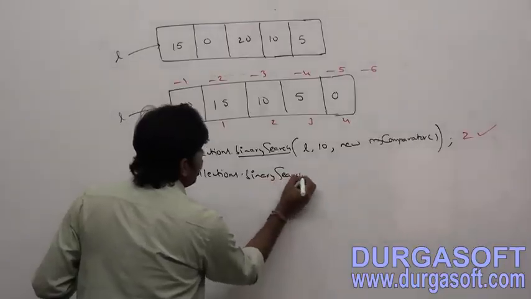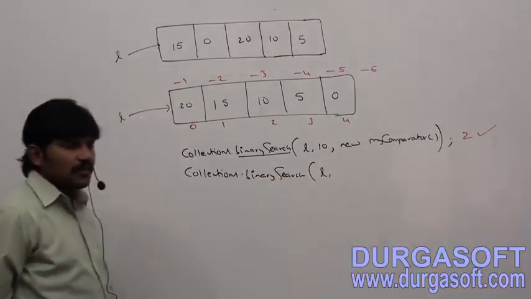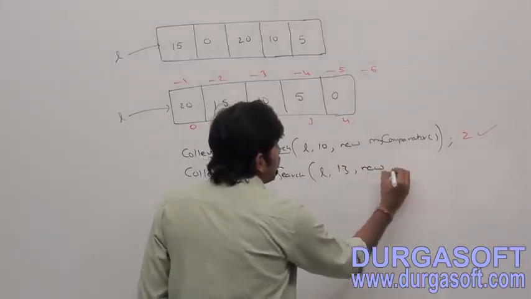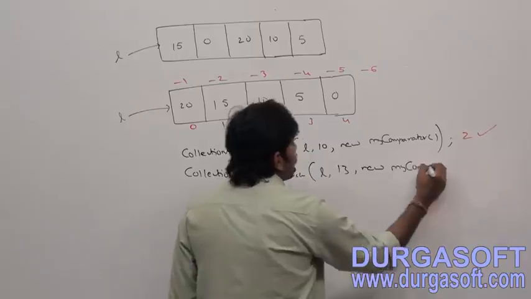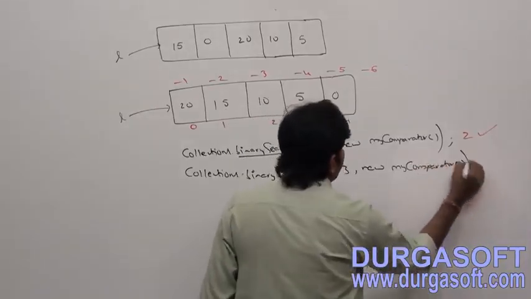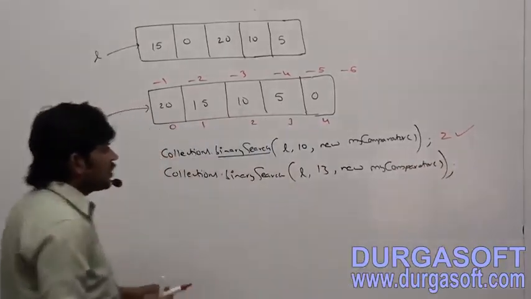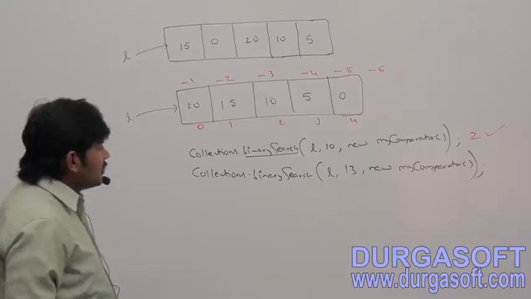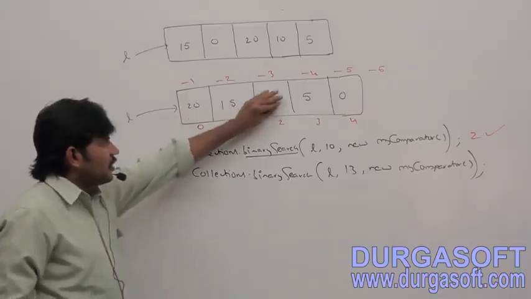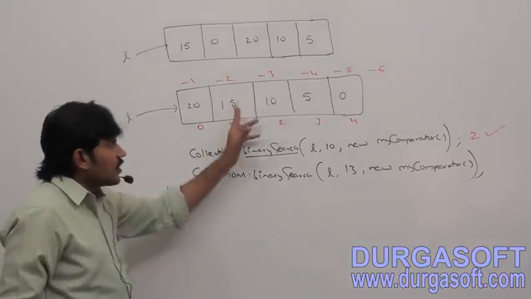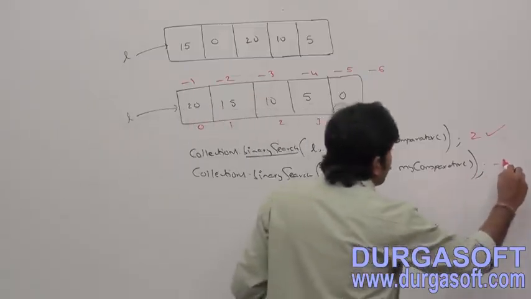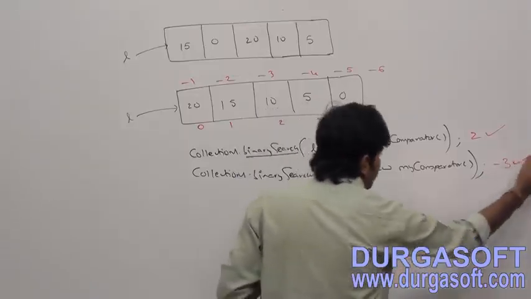Next, Collections.binarySearch of L comma 13 comma new MyComparator. Can you tell what the answer is? I want to search for 13. Where do we have to place 13? In this location, after 15, 13 will come in descending order. That's why the answer is minus 3.